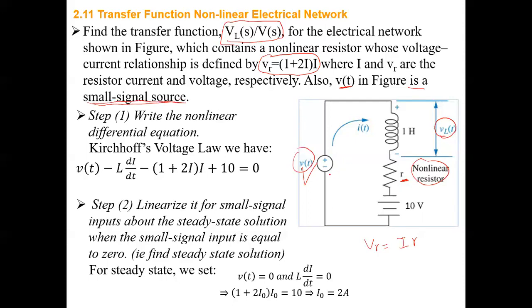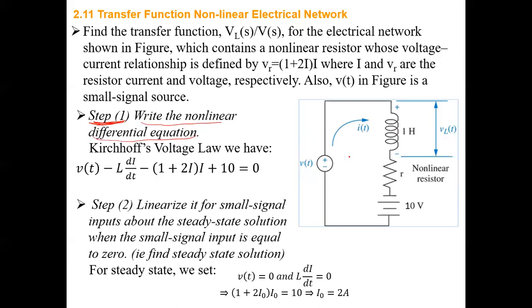So there are four steps to linearize the problem. Okay, first step is find X naught. Remember in the previous problem, I gave you X zero, right? Here, I haven't given you anything. So this is the real world, so you have to figure out X zero. How do you do that? Before you do that, step number one: write the nonlinear differential equation.